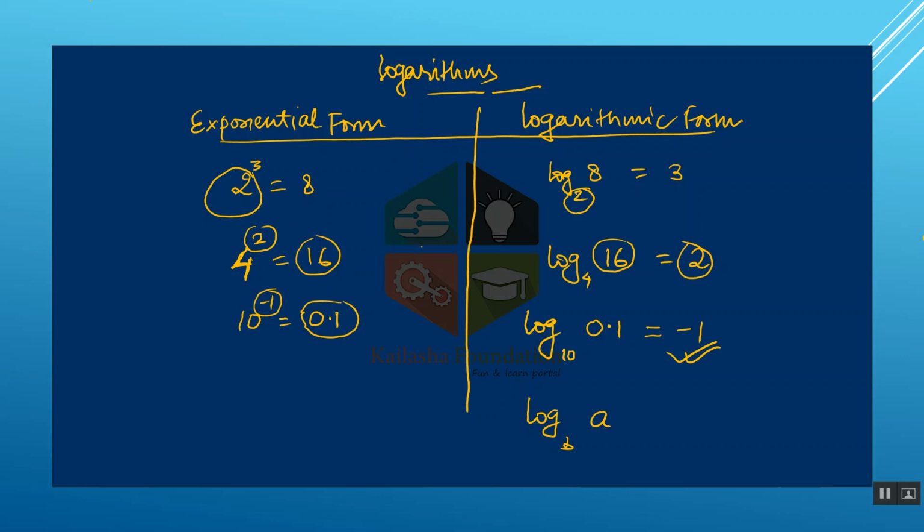Also both of these must be greater than 0. That means these can't even be 0. These can't be negative, can't be 0. And there is an additional condition for base. The base can't be 1. The base can't be 1.